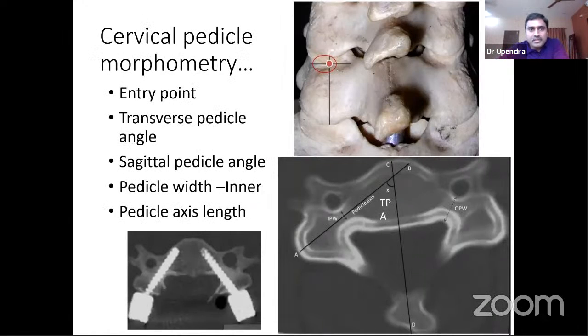To put in a cervical pedicle screw, we have to have intimate knowledge of the cervical morphometry. We need to know the entry point, and from the entry point, we need to know how much to angulate medially and laterally, given by the transverse pedicle angle and the sagittal pedicle angle. The pedicle width gives us the thickness of the screw that we can insert. Pedicle axis gives us the length of the screw that we can put.